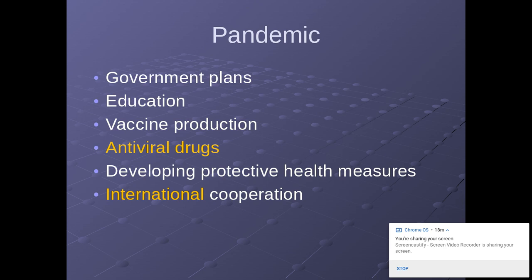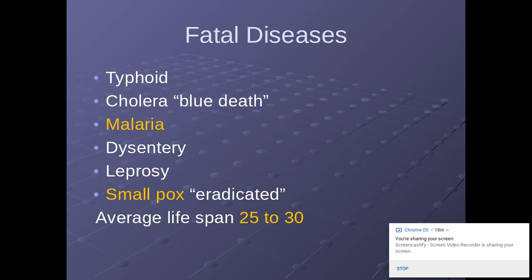Making sure that you have developing protective health measures. So again, wearing the face mask, and international cooperation is super important. At the beginning of the pandemic, the WHO and the US were making sure they were having conversations and shutting down air travel, water travel, like the cruise ships, things like that. That's super important because if you have countries that aren't following those guidelines, then it's obviously going to continue to pass around in different spots.